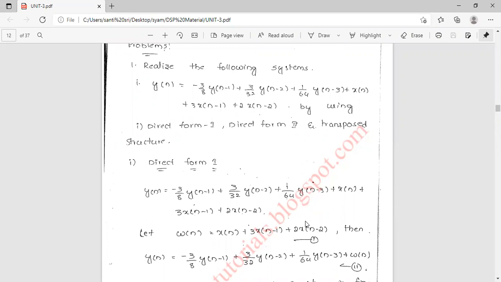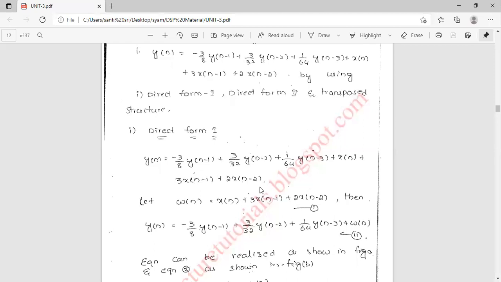The linear constant coefficient difference equation is given like that. In direct form 1, y of n is given as minus 3 by 8 into y of n minus 1 plus 3 by 32 into y of n minus 2 plus 1 by 64 into y of n minus 3 plus x of n plus 3 into x of n minus 1 plus 2 into x of n minus 2. Let us take w of n as the x terms. So x of n plus 3 into x of n minus 1 plus 2 into x of n minus 2 is considered as w of n. So y of n will become minus 3 by 8 into y of n minus 1 plus 3 by 32 into y of n minus 2 plus 1 by 64 into y of n minus 3 plus w of n. That is considered as equation number 2.